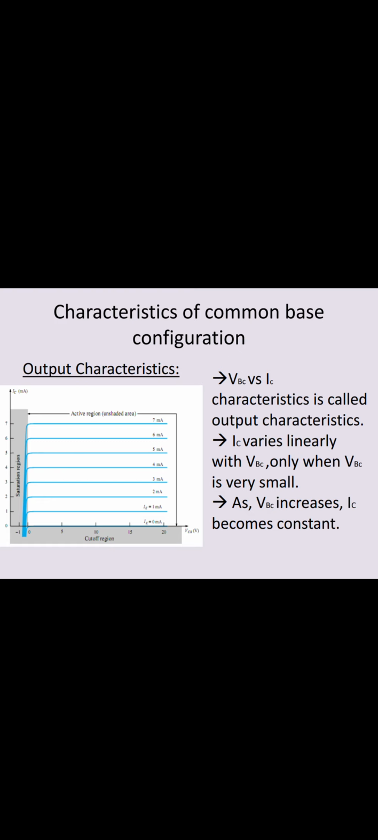While the output characteristics show the relationship between output voltage and output current, IC is the output current, and the collector-base voltage and the emitter current IE, which is the input current, work as the parameters. The figure shows the output characteristics in the common base mode.